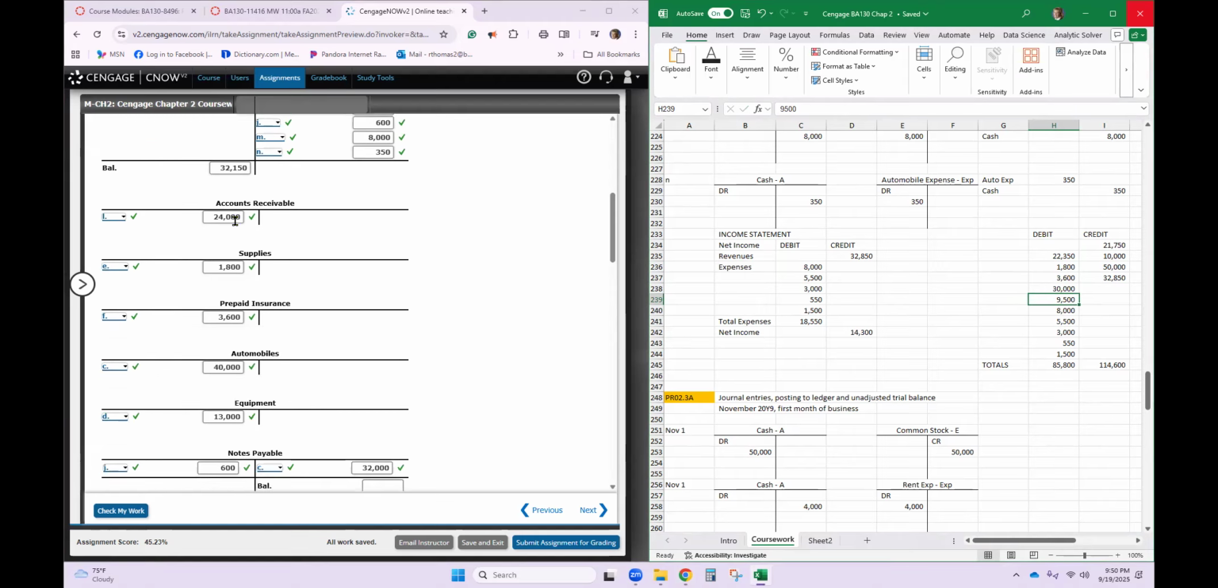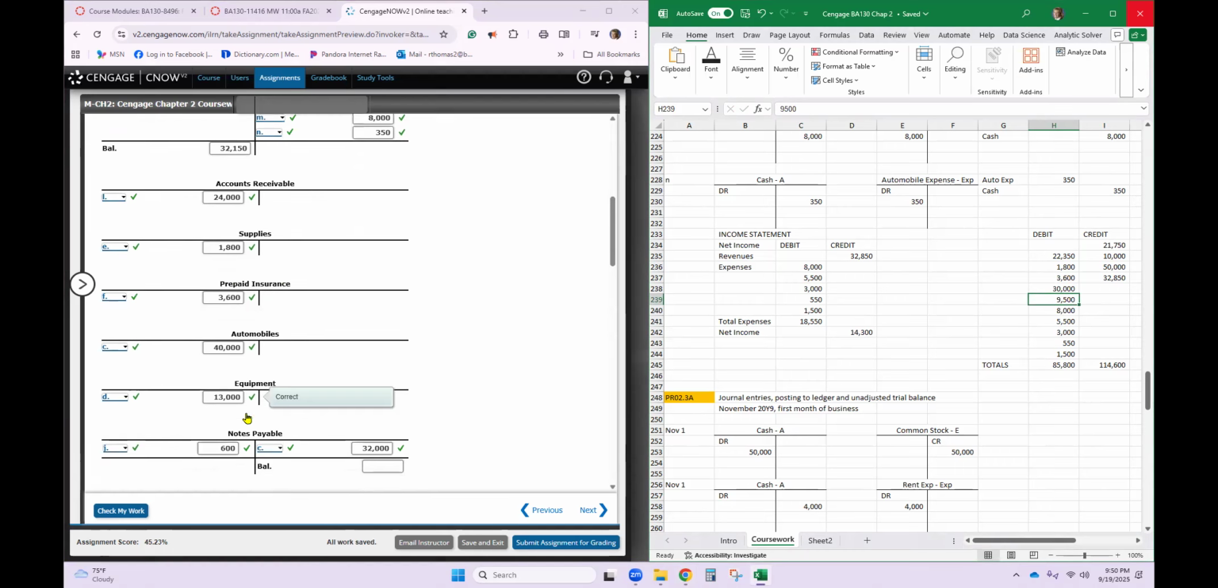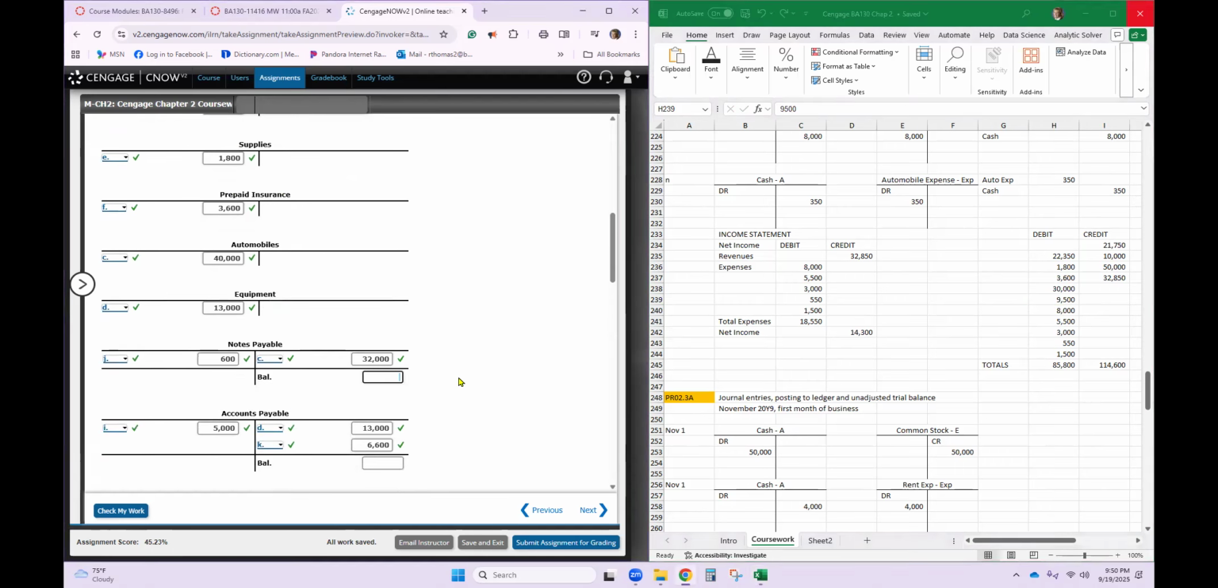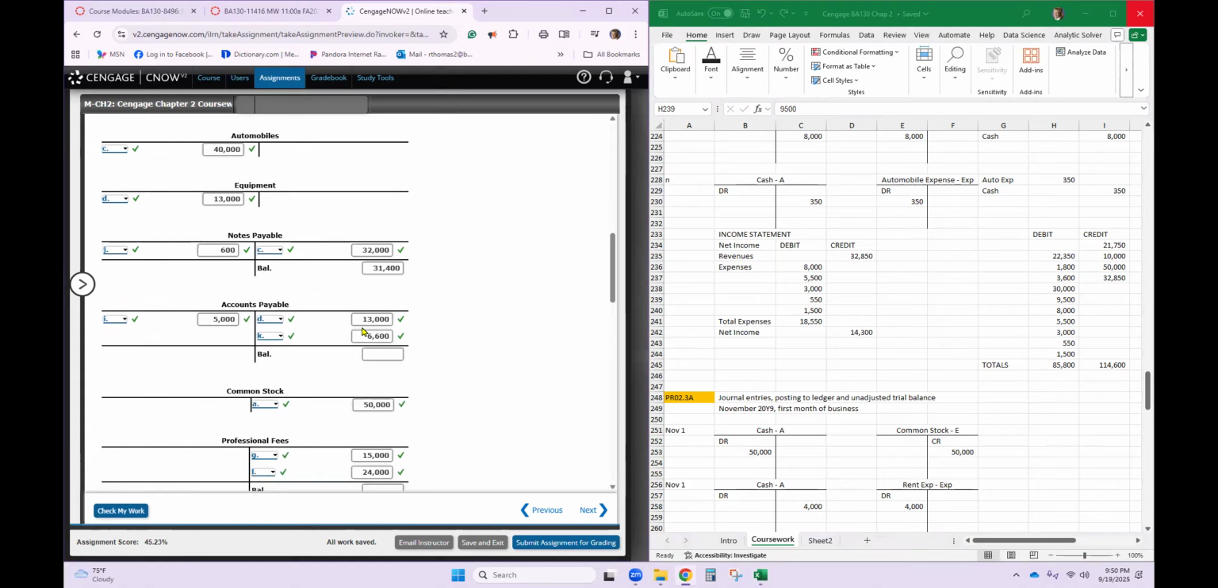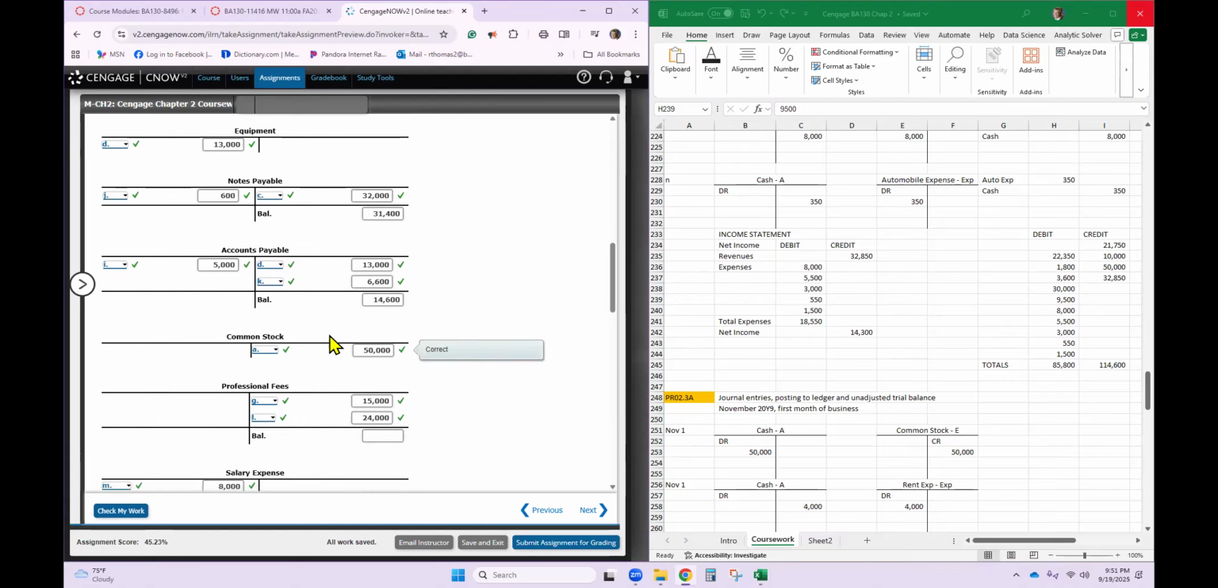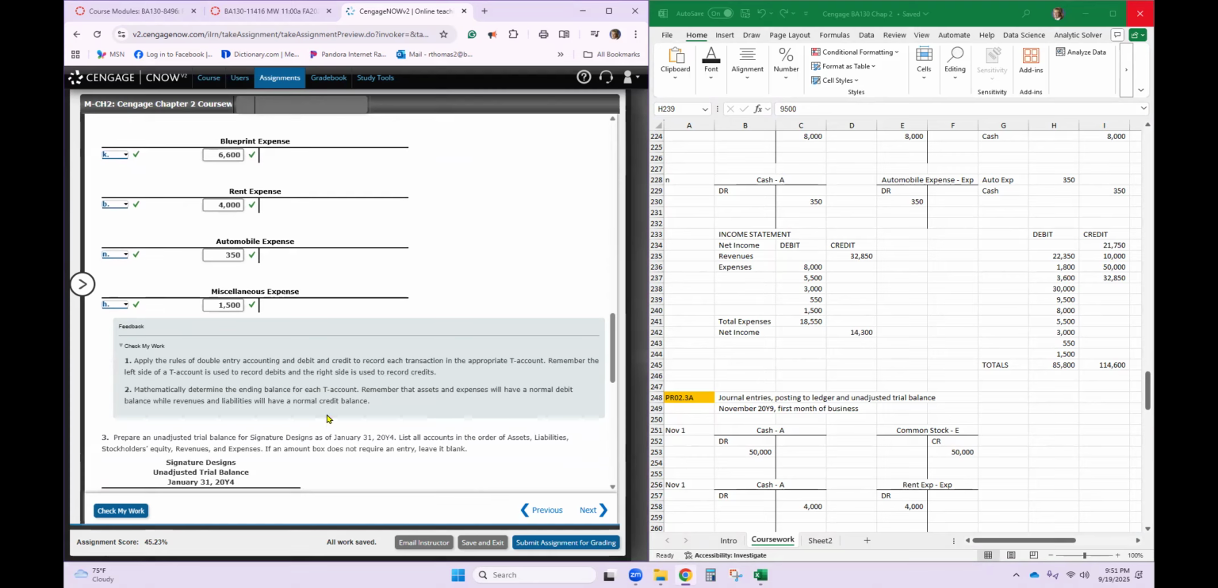All right, now we don't need balances if there's only one amount. Okay, but we do need a balance in notes payable. Okay, it's 31,400. We do need an accounts payable balance. That's 19,000 minus 5,000. Should be $14,000. I'm sorry, $14,600. We'll have to be careful. Just about got that wrong. Don't need a balance there. We do need a balance here. Okay, and I think we're good.